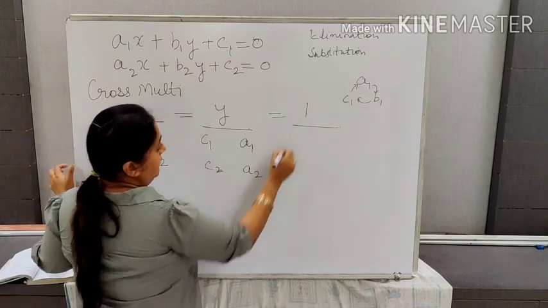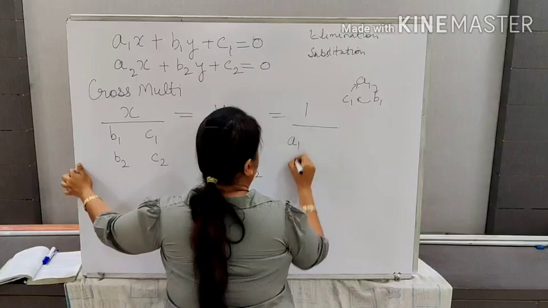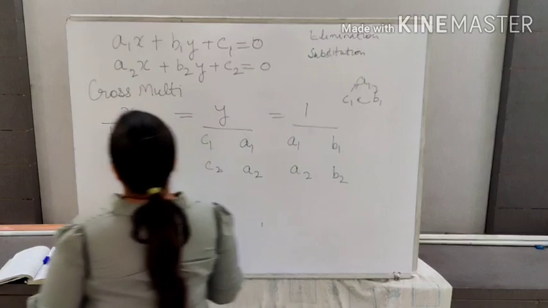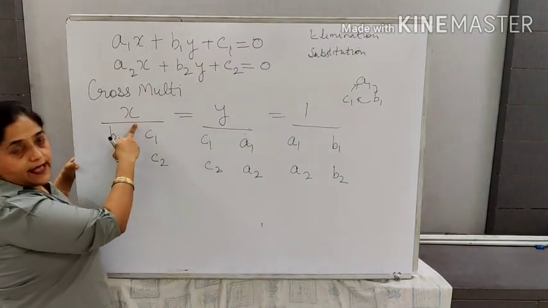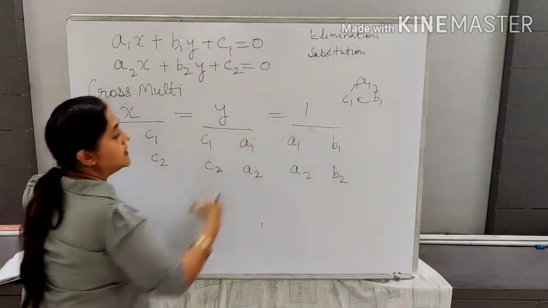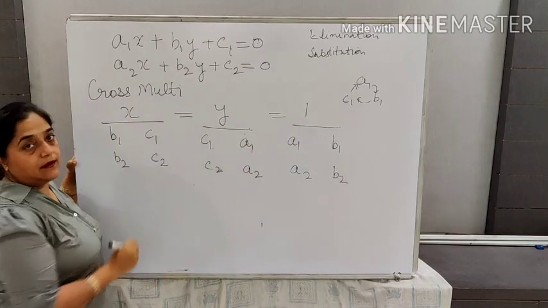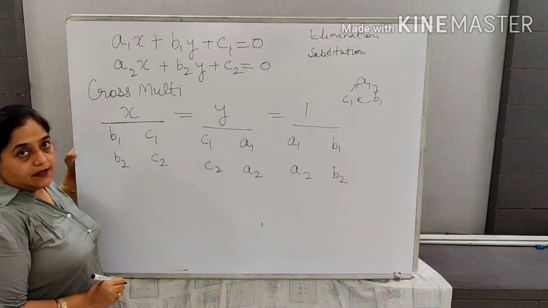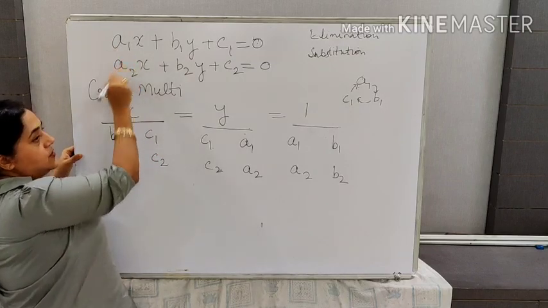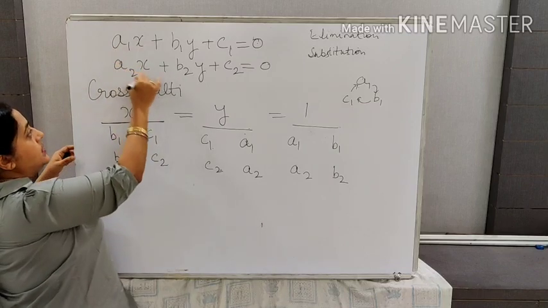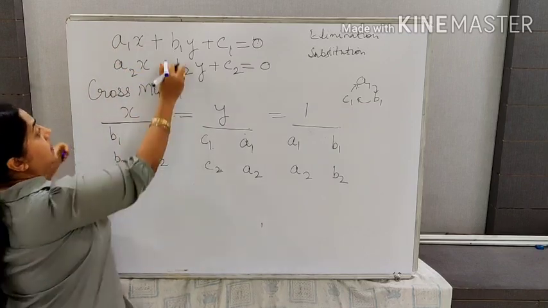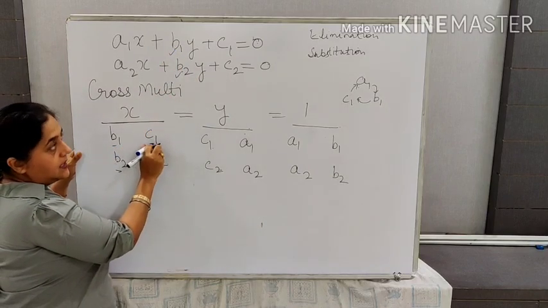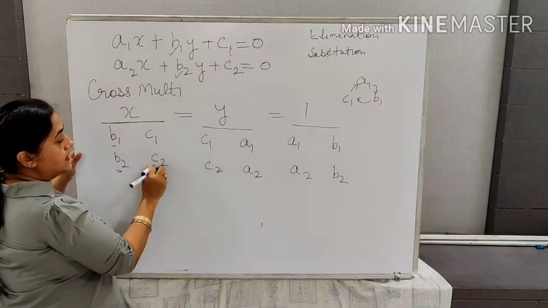Similarly, when I am writing the constant 1, I will write here A1, A2, and here I will write B1, B2. Let us do it again. What I said, here it is x upon, here it is y upon, and here it is 1 upon. Now when I am writing the denominator, I will skip the coefficients of x. I will take up the coefficients of y, that is b1 and b2. After b, there comes c. So the constants also I have to write, c1, c2.